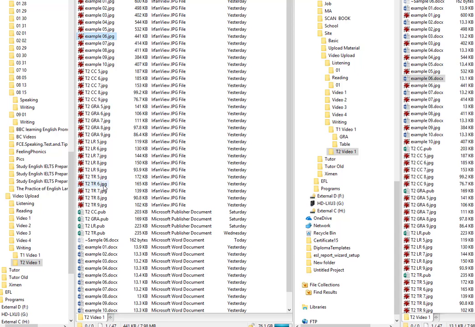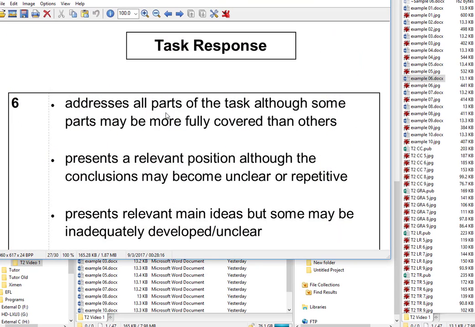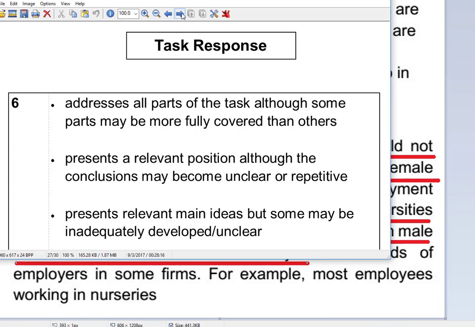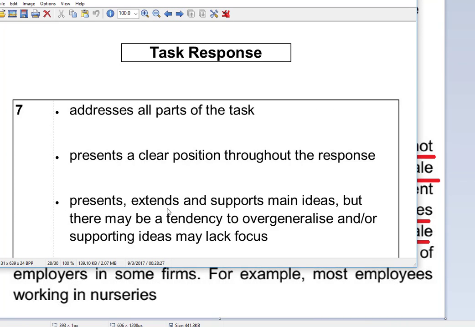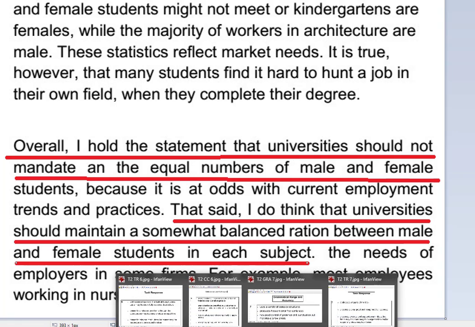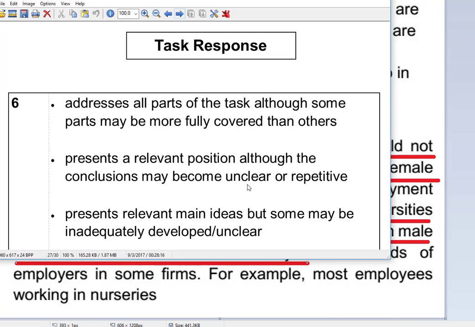All right, let's see. Task response 6. Some parts may be more fully covered than others. Well, yeah, here this is not mentioned anywhere else. Not very adequately covered. Presents, extends and supports main ideas. Main ideas are extended and supported, except right at the end. Can't get a 7. No. 6 is probably a good score.